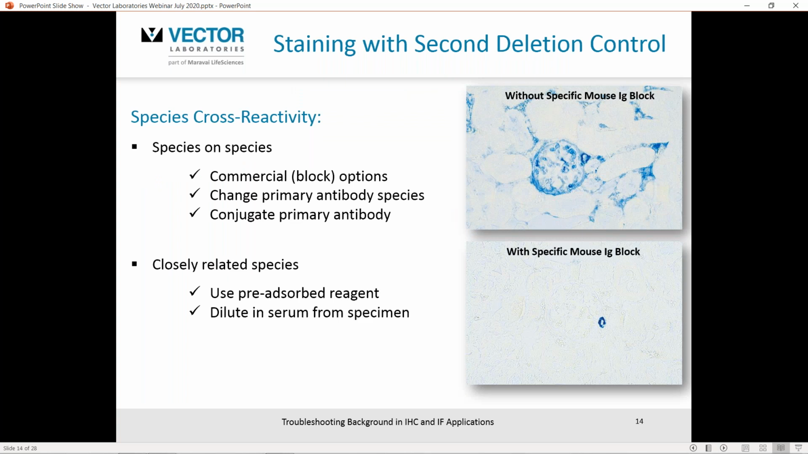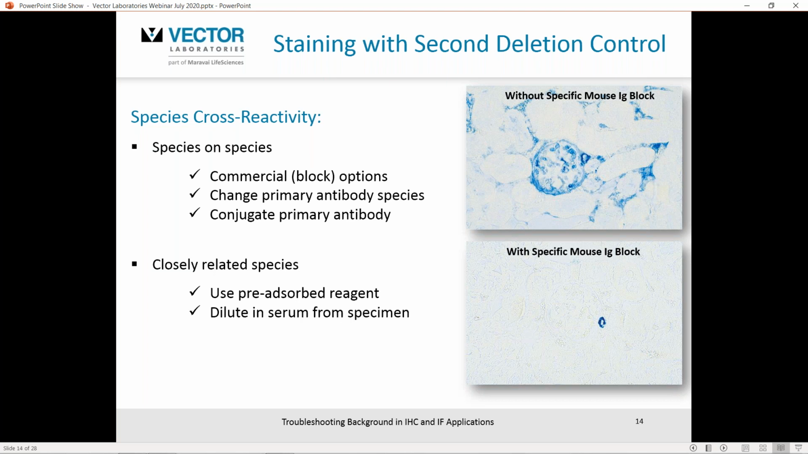So just to get into it a little deeper with the species cross-reactivity, you could be facing a scenario of a species-on-species application. What this would be, for example, is applying a mouse primary antibody on mouse tissue sections. And this certainly would be also in a xenograft model, for example, where you might have human tissue grown up in a mouse and you are using a mouse primary antibody. There are commercial blocking options available, as I've highlighted here on these images on the right-hand side.